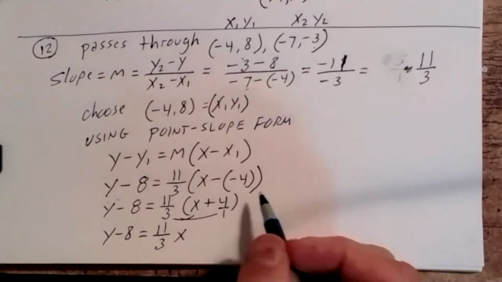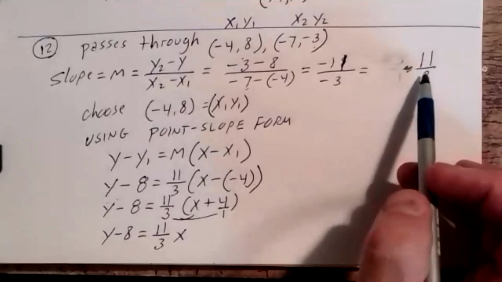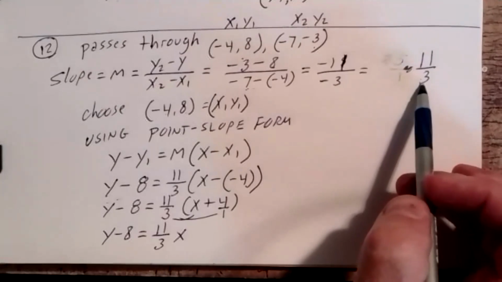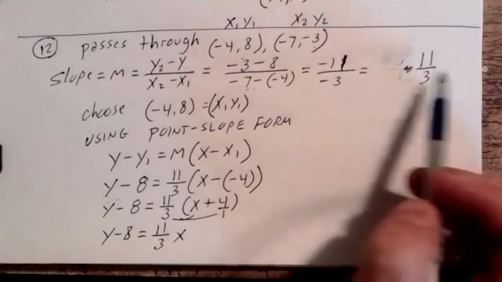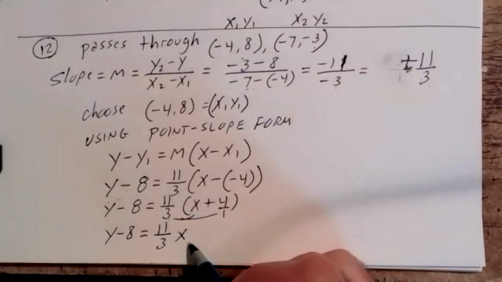Why wouldn't the 11/3 be a negative in that equation? The slope is positive. Oh, okay, all right. Positive 11/3 here. We had a -11 over -3. I call it a positive. This is a positive 11/3. So it's a positive 11/3.